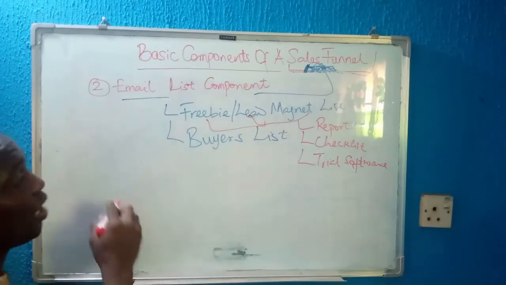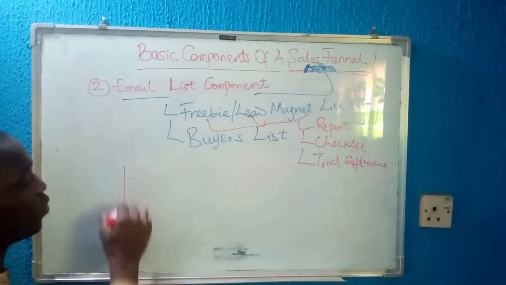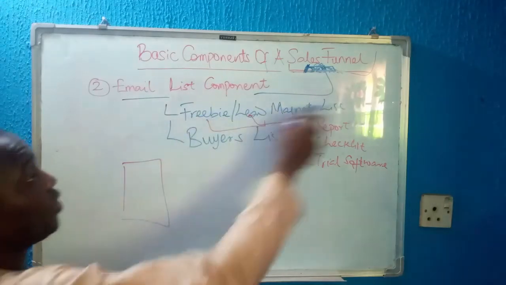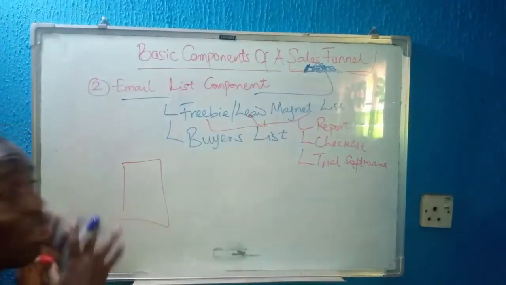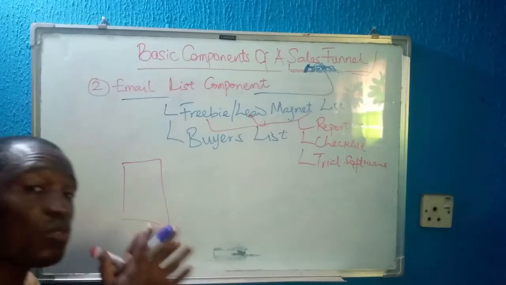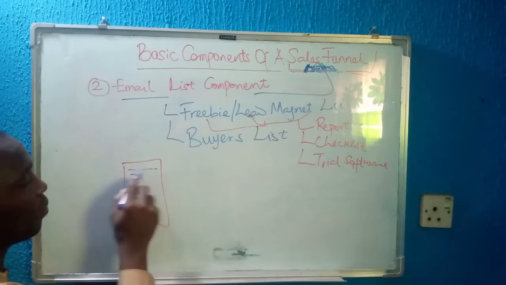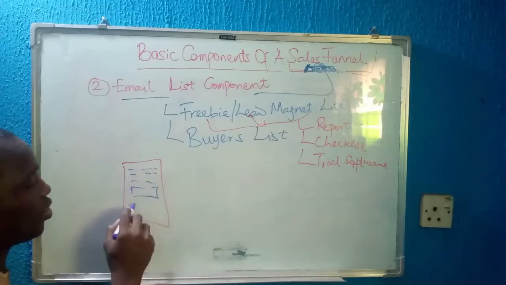then you will have now, I want you to look at this. What I'm going to draw on the board: if you are having this type of lead magnet, let me draw out how the simple sales funnel will look like. You have what we call an opt-in page.